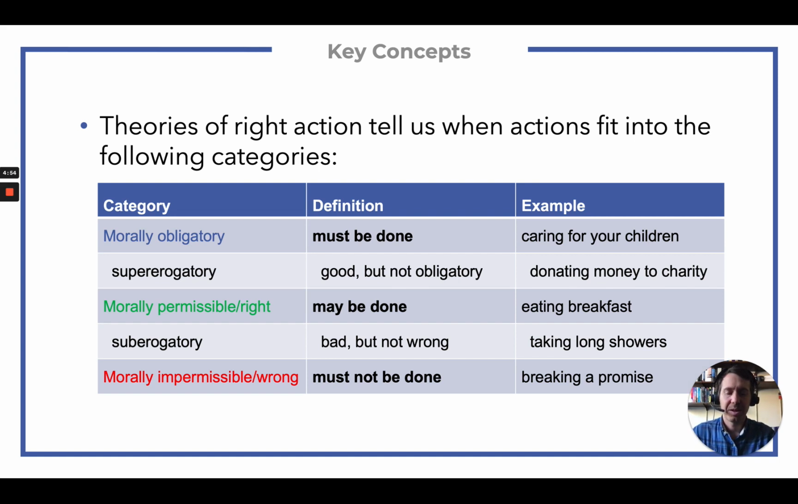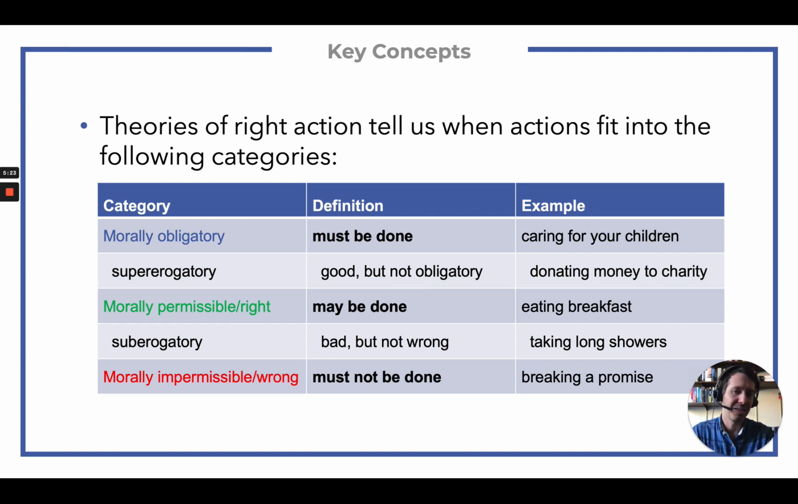Supererogatory and suberogatory acts are in between. Supererogatory acts are good, but not obligatory. Suberogatory acts are actions that are bad, but not wrong. So a supererogatory act might be donating money to charity. People think that's a good thing to do, and they encourage it. It's praiseworthy, right? But maybe they don't think that it's obligatory. You don't have to do it in order to be a morally good person.